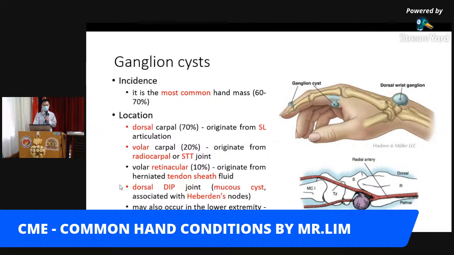Volar one. And not very rare, also 10%, volar retinacular, which is at the middle of the finger, you see? Volar side of the finger. They are from the tendon sheath. And least commonly, patients with osteoarthritis. You see there are some deformities in the fingers. Sometimes you can find it at the DIP joint, the distal interphalangeal joint. Hujung sini. Already there's a deformity. Now suddenly there's a small swelling there. That is a ganglion cyst.